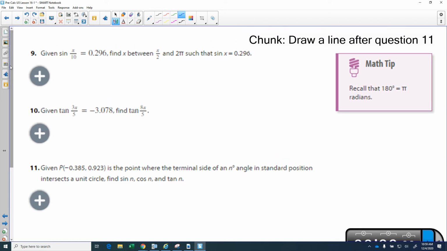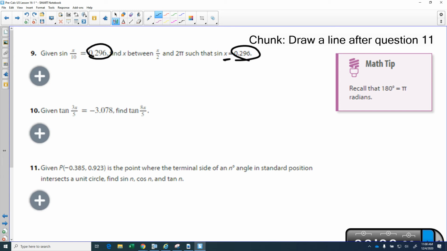Next one, let's just look at number 9 here too. Given that sine pi over 10 equals 0.296, find x between pi over 2 and 2 pi such that sine x equals 0.296 once again. Basically, they're telling us that we want to get the same answer for sine. Notice how we want to plug in an x value that's going to give us the same exact value as the original.